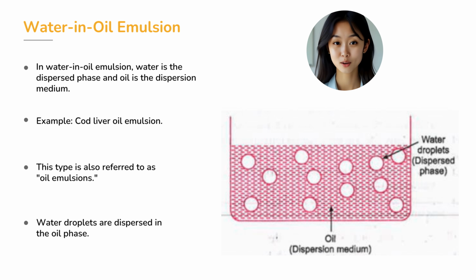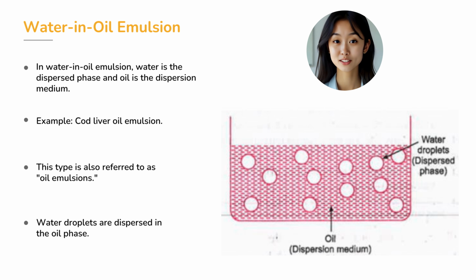Let's flip things around and take a look at water in oil emulsions. In this case, water droplets are dispersed in oil, making oil the dispersion medium and water the dispersed phase. A great example of this is cod liver oil. While the oil is the dominant phase, it contains water droplets suspended within it. The most interesting part about this type of emulsion is how it's commonly used in cosmetics and ointments because it creates a thicker, more protective texture.